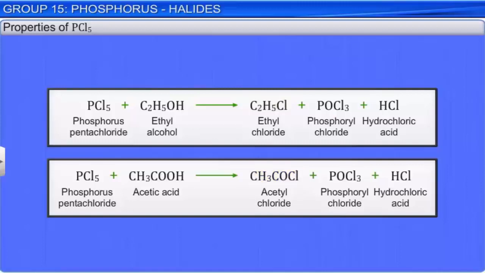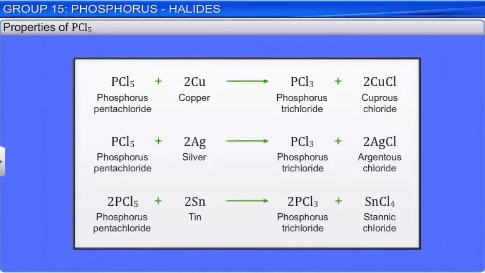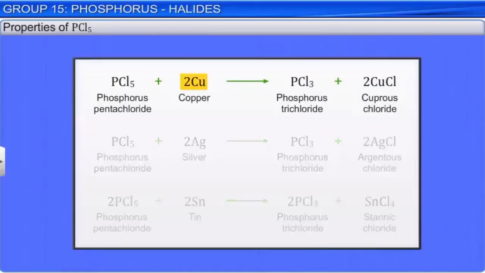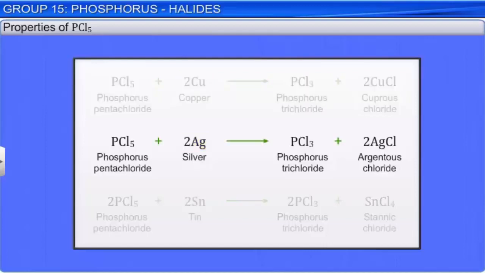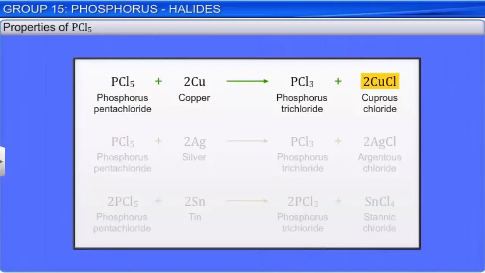When heated with finely divided metals such as copper, silver, and tin, phosphorus pentachloride forms the corresponding chlorides, namely cuprous chloride, argentous chloride, and stannic chloride.